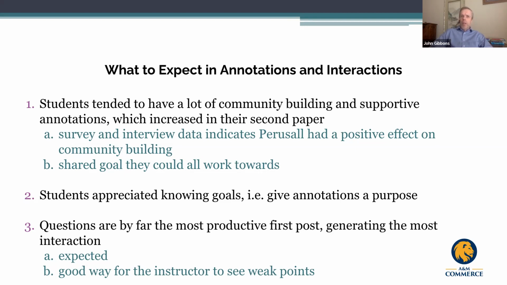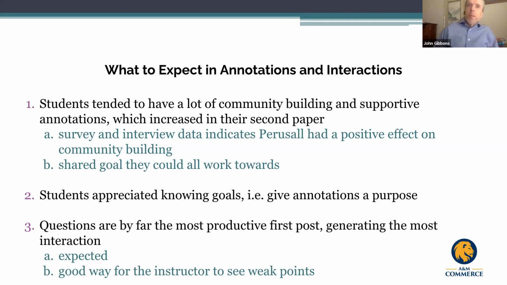And questions were by far the most productive, which was expected on my part, because it begs for interaction from other students. Either students had the same question themselves, or students with knowledge of the answer were eager to come in and post answers to help their classmates out.